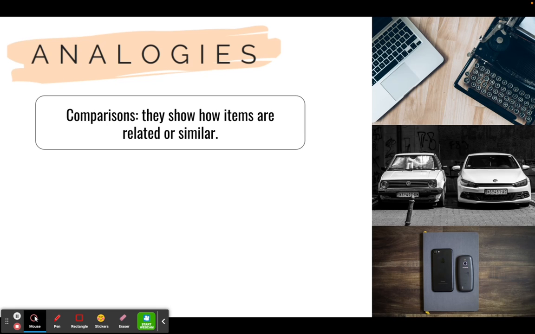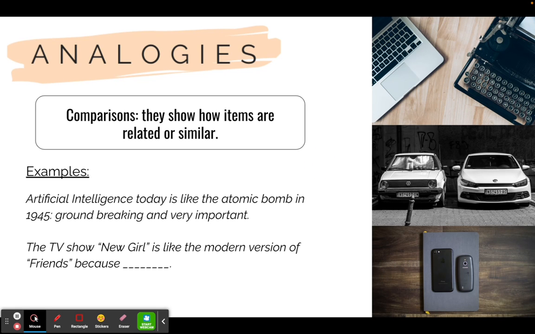And then we have analogies, which are comparisons. They show how two things are related or similar or connected in some way.